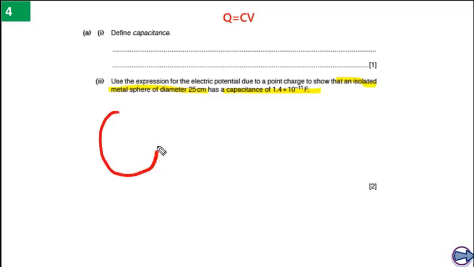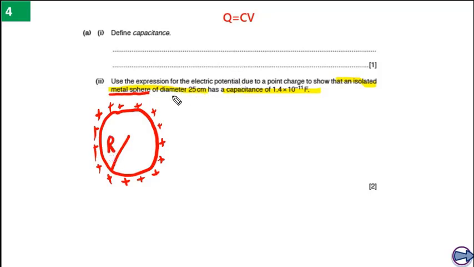Metal sphere. So this one is the sphere. And you can see it is given very clearly that it is a metal. It means that all the charge will reside on the surface only. So it simply means that the charge will stay on the surface. So this is the charge on the surface. So we can just draw like this, so you can see what is happening. Let's say its radius is equal to R.